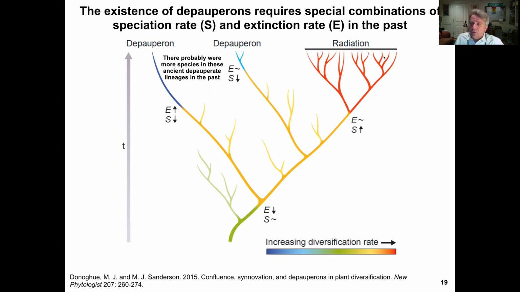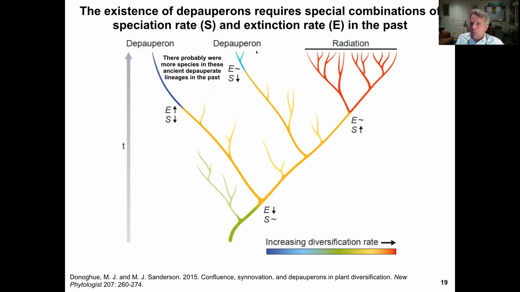Where diversification is increasing, these are the hotter colors. Where diversification is slower, these are the cooler colors. Now, we can get Depauperons by really having low rates of speciation and really high rates of extinction, okay? So let's say this lineage was more species rich in the past. We have a high extinction rate that keeps lineages from accumulating, coupled with a low speciation rate that keeps lineages from originating, and you can get a Depauperon through time.